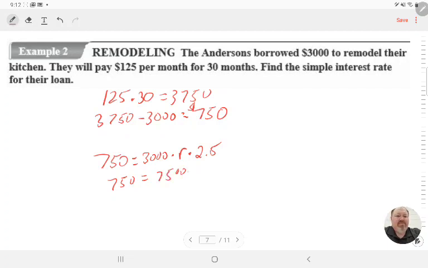7,500. Divide both sides by 7,500. And R equals 0.10 or 10%. Okay? All right.